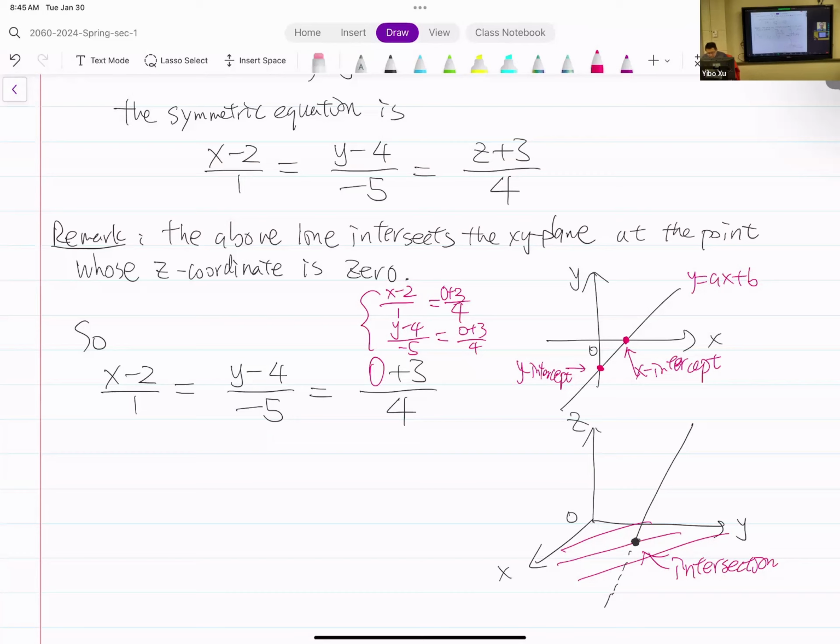Now, from the equation at the top, x must be 2 plus 3/4. And from the second equation, you multiply both sides by -5, so y equals 4 minus 15 over 4. Eventually, we can solve and have x equal to 11 over 4, and y has to be 1/4.